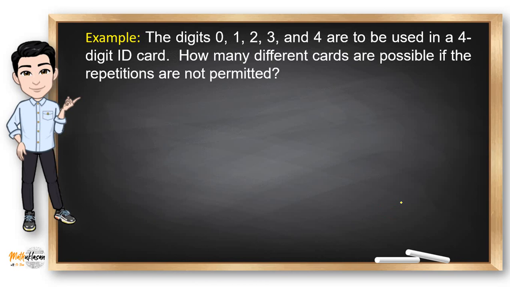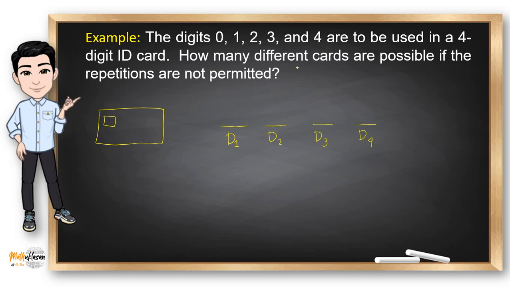So for this next example, we have the digits 0, 1, 2, 3, and 4 to be used in a 4-digit ID card. All right, so there is an identification card, and usually these identification cards have numbers on them, like for identifying the employees or the students through numbers. So here we only need to choose from 0 to 4, and it's a 4-digit ID card. So the first is choosing the first digit, second digit, third digit, and then the fourth digit. So this is how we show the solution for this one.